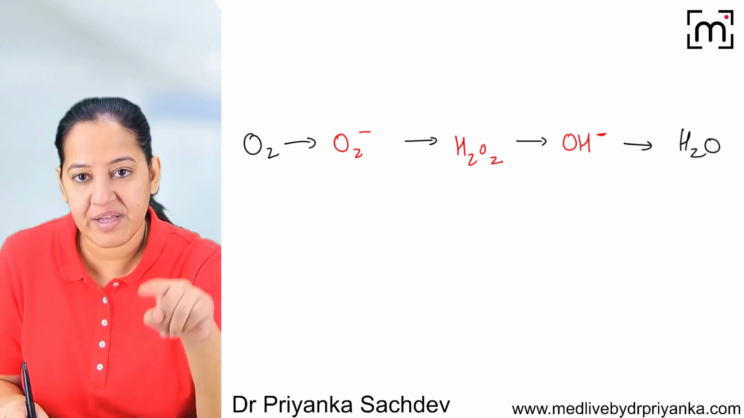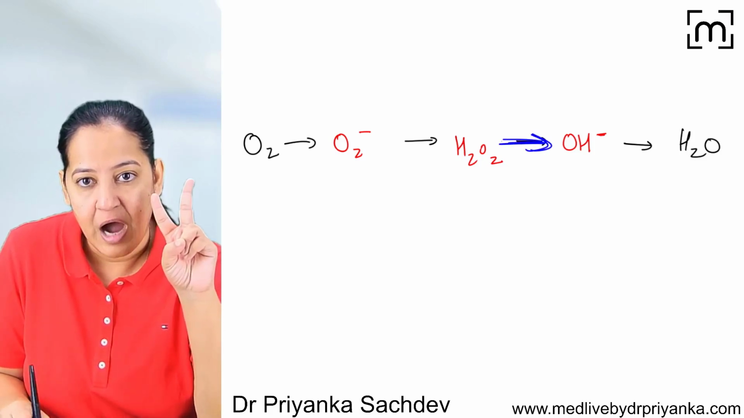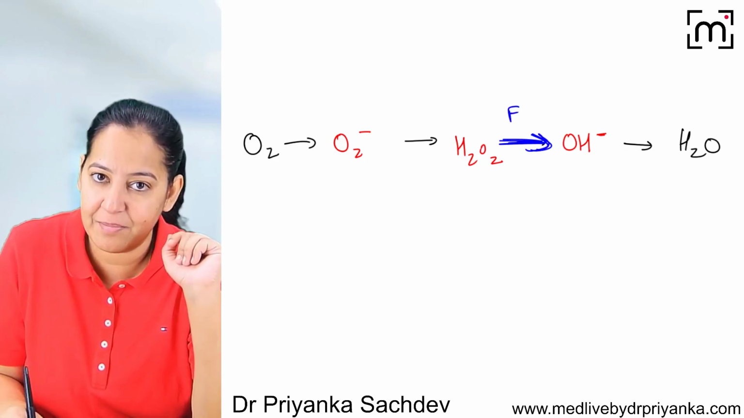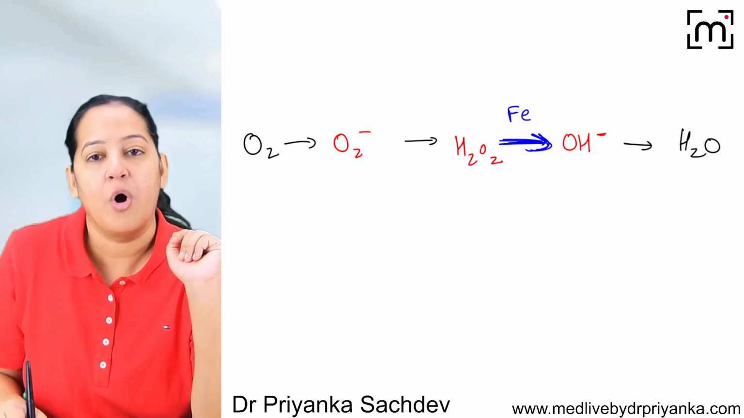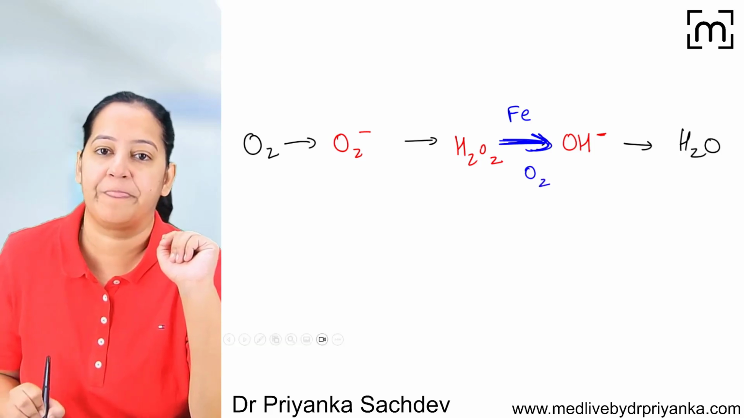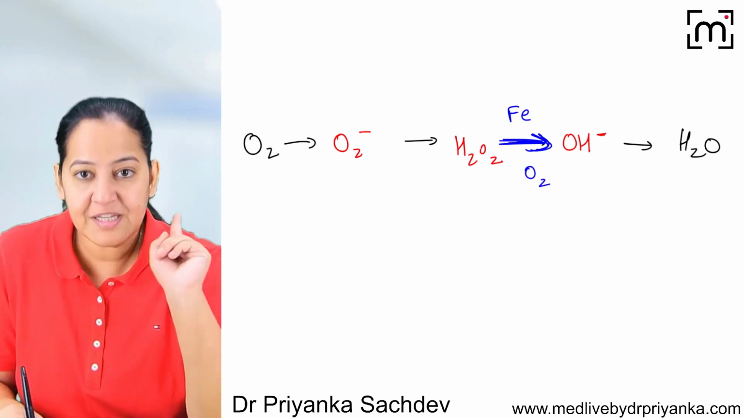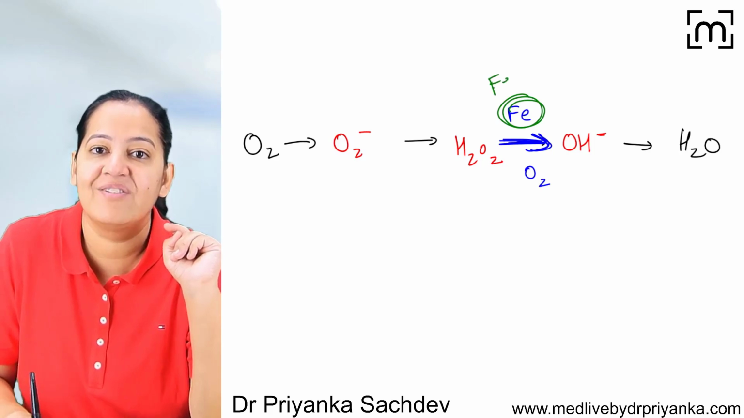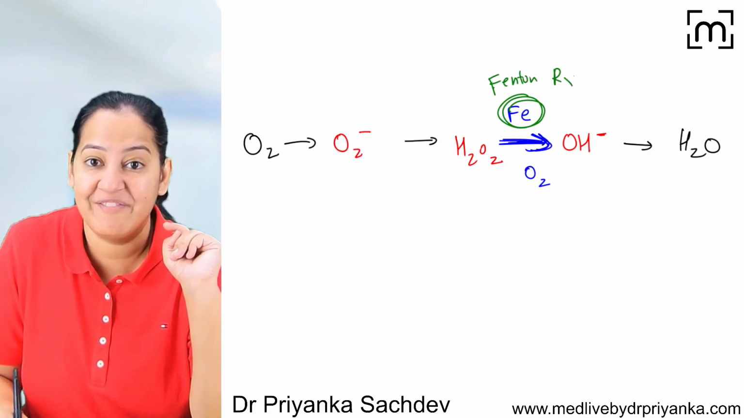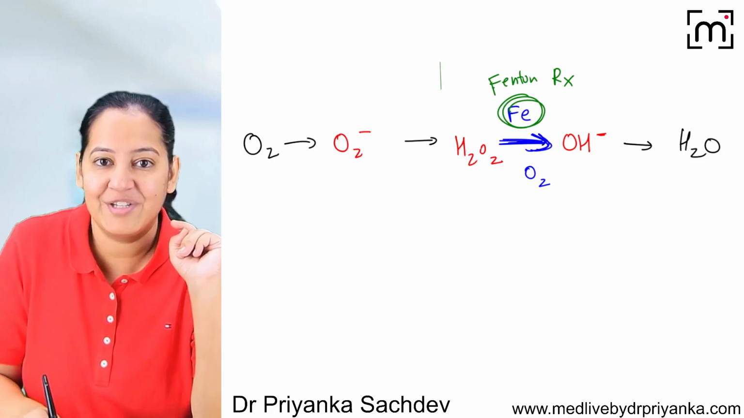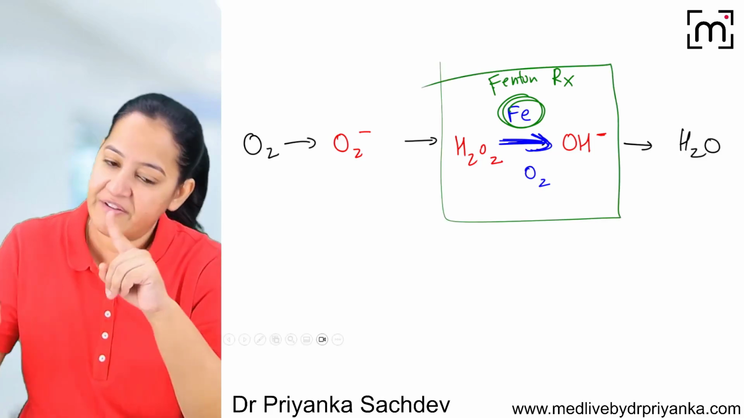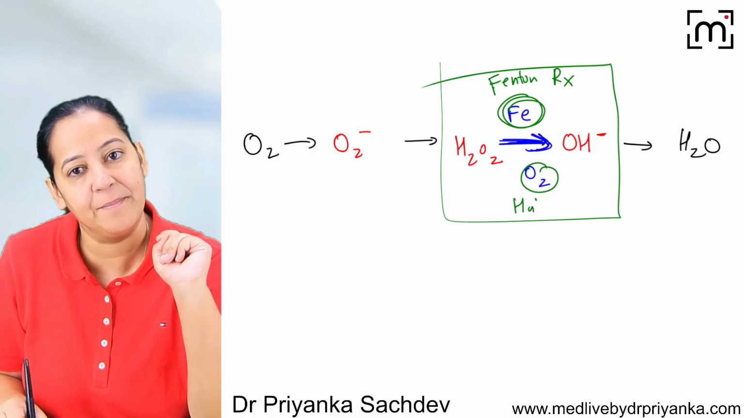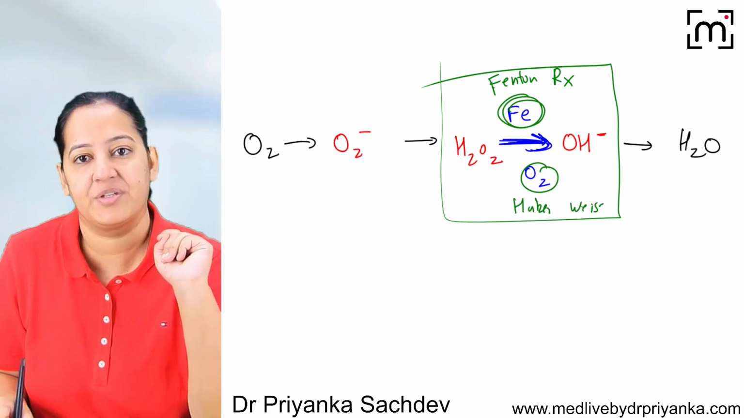Now I am interested in the second conversion. How does H2O2 get converted to OH negative? There are two mechanisms. It can take place in presence of iron, or it can take place in presence of oxygen. If it is in presence of iron, it is known as Fenton reaction. You get a very short note on that. You have to write down this conversion in presence of iron, where ferric gets converted to ferrous. If it is taking place in presence of oxygen, it is known as Haber-Weiss reaction.